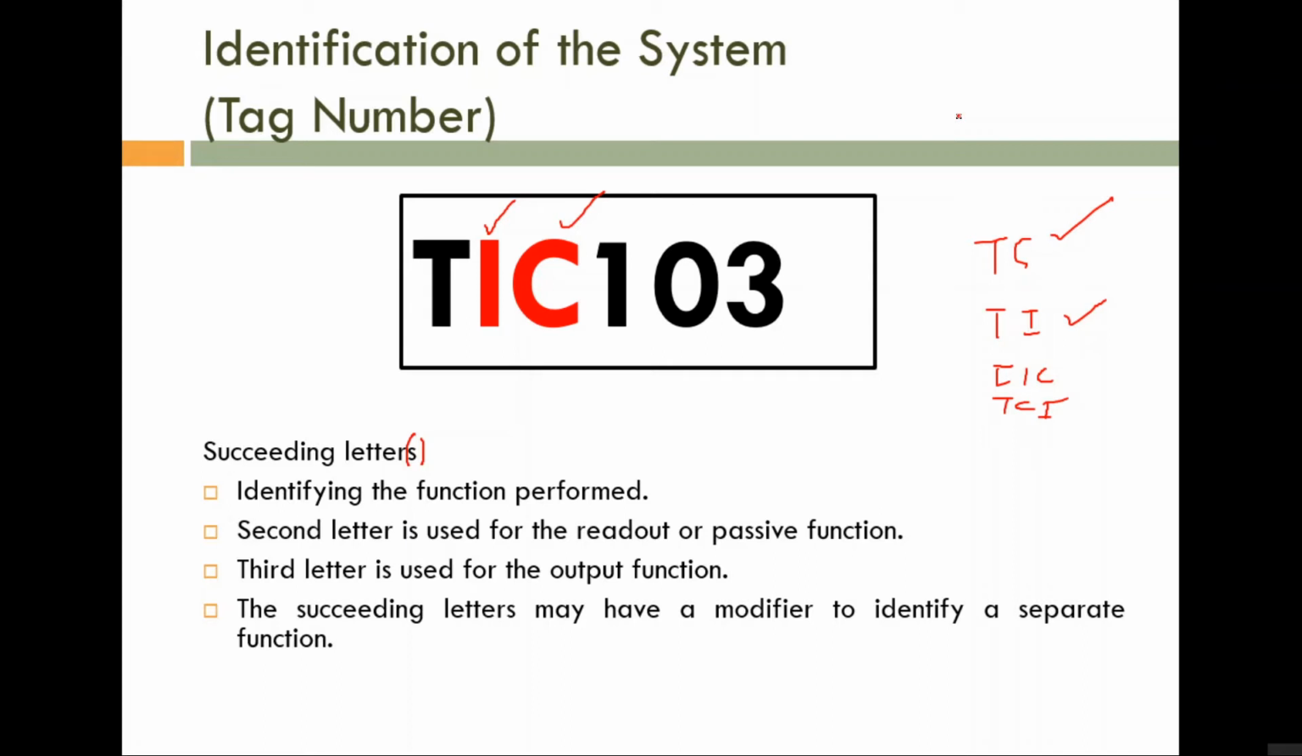If you are forced to use two succeeding letters, then the first one is for readout purpose and the second one for outputting purpose. Okay. So please note, we can use TCI, but we have to use TIC if you are using that instrument for both indication and control. Okay. I think you don't have any doubt. So I am continuing this.